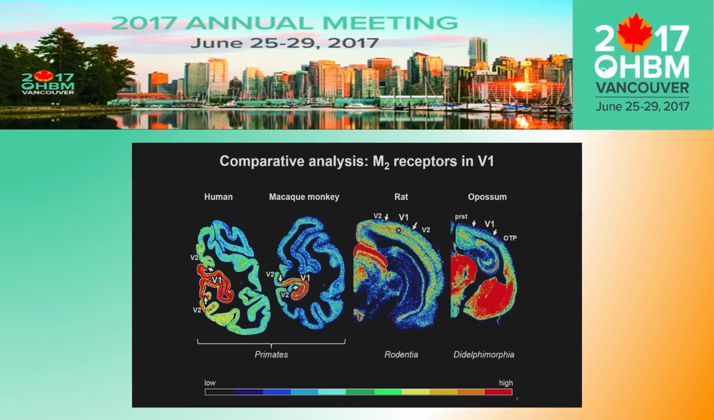In the marsupial brain, we see a completely different situation, which is that V1 can be identified by differences in M2 receptor densities, but in this brain it doesn't stand out due to higher densities than the surrounding cortex, but exactly by the opposite situation, by lower densities.